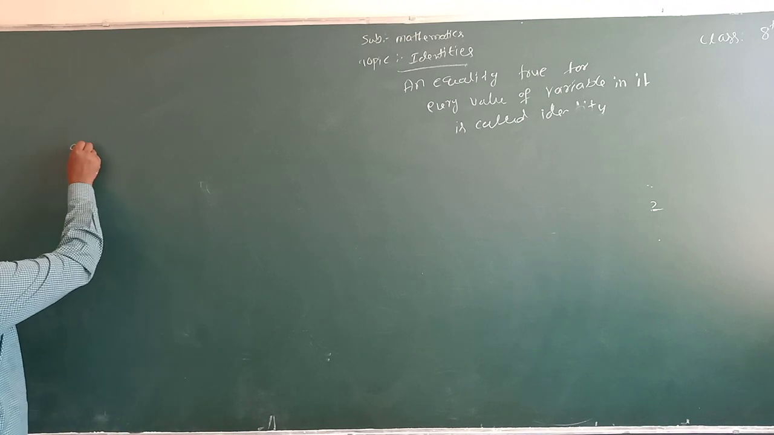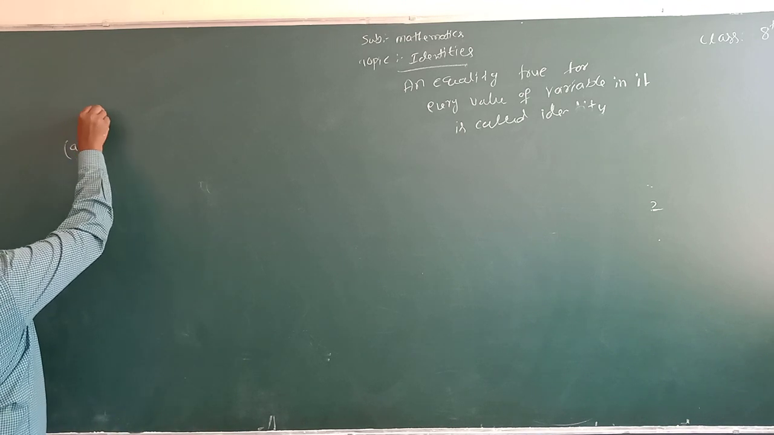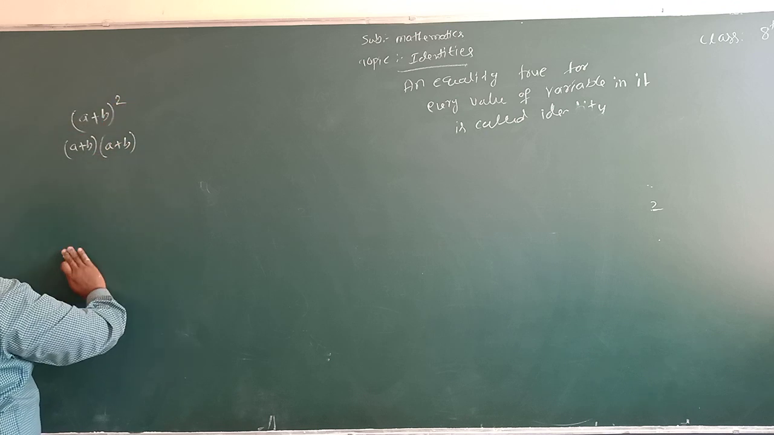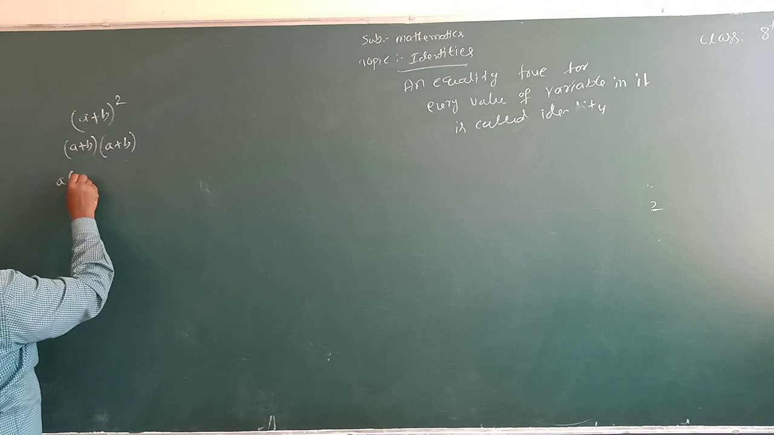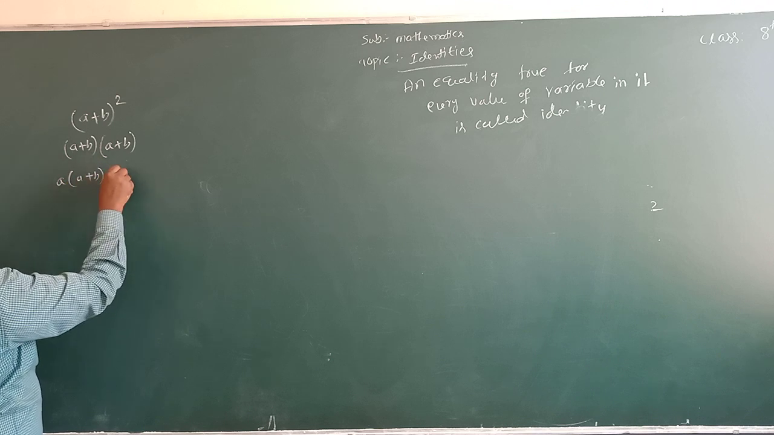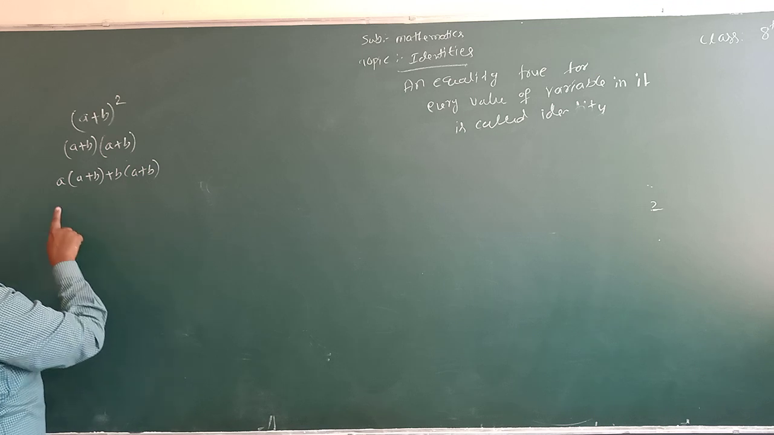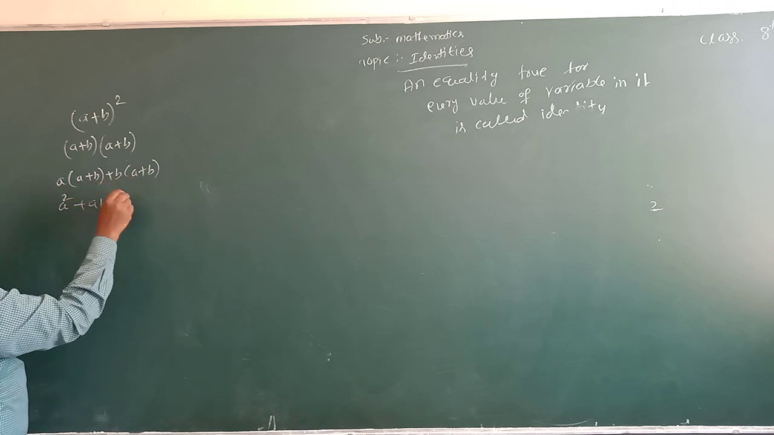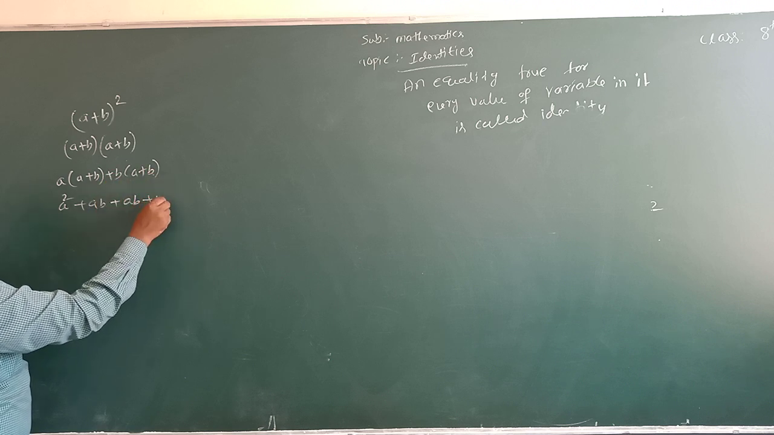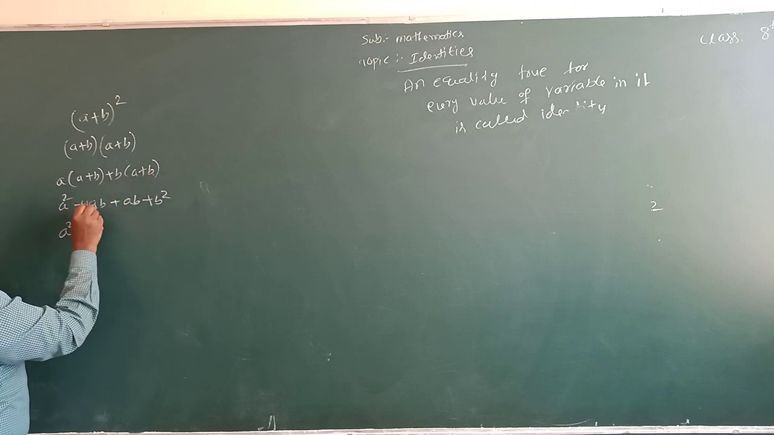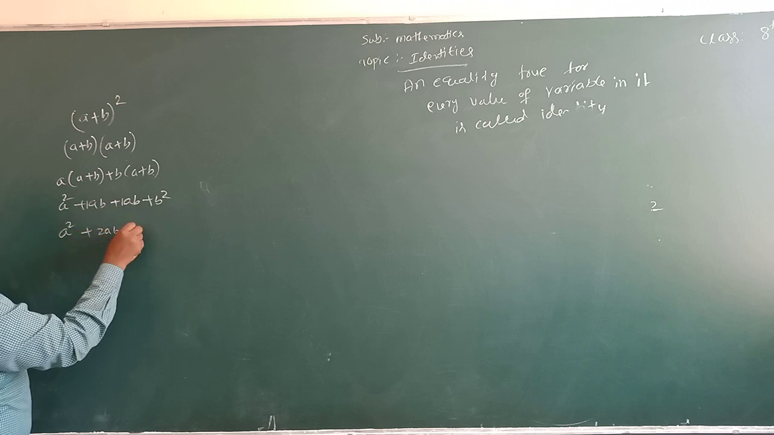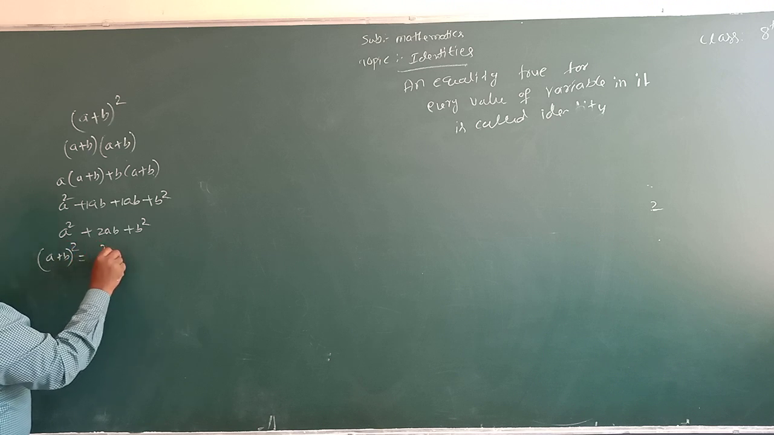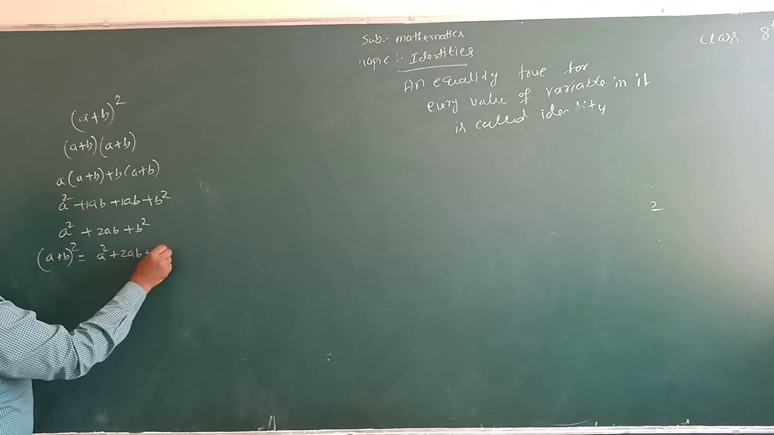(a + b)² can be written as (a + b)(a + b), which is a(a + b) + b(a + b). a times a is a², a times b is ab, a times b is ab, b times b is b². So a² + ab + ab = a² + 2ab + b². (a + b)² = a² + 2ab + b².